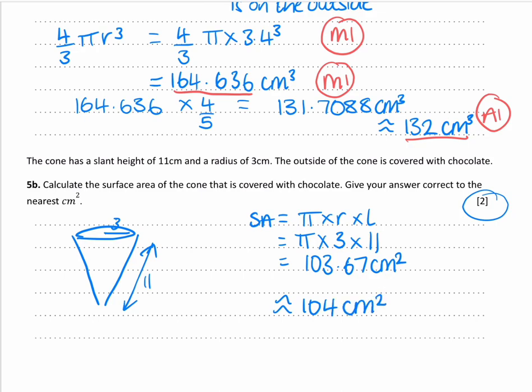So 2 marks. 1 is for using the formula and substituting correctly, which is this part here. And then the second is for the answer, which again should be rounded to 3 significant figures, and it should include a unit.